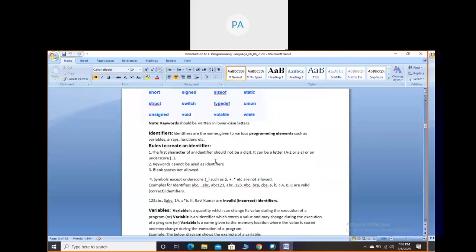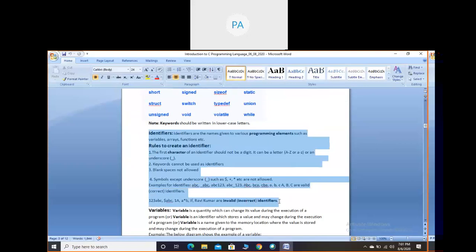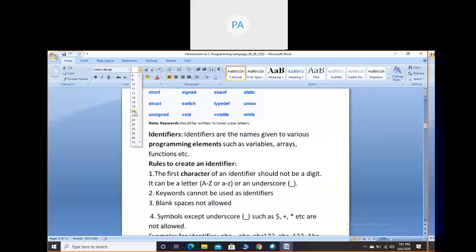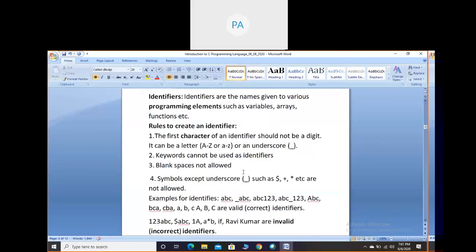Here, once again, we will discuss identifiers because this is a very, very important topic throughout programming languages. If you know the identifier concept perfectly, it will help a lot in writing programs. Identifiers are the names given to various programming elements, such as variables, arrays, functions, structure variables, classes, objects, and so on. In C++ and in Java we also come across various programming elements. To name all of them we use identifiers, and yesterday we saw the rules.